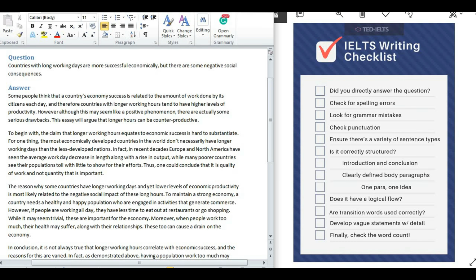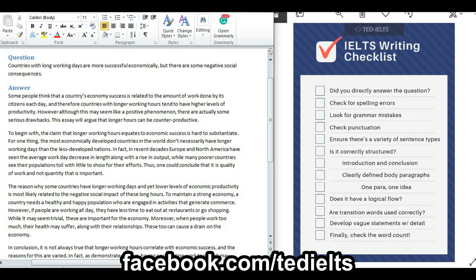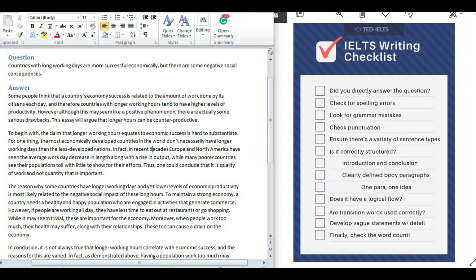Today I'm going to show you an essay. We can see that written here on the left of the screen, and I'm going to show you my IELTS writing checklist, which you can see over on the right. You can find this checklist on the TED-IELTS Facebook page. I'll post that again, and it's also on our website somewhere, and you can see it floating around the internet.